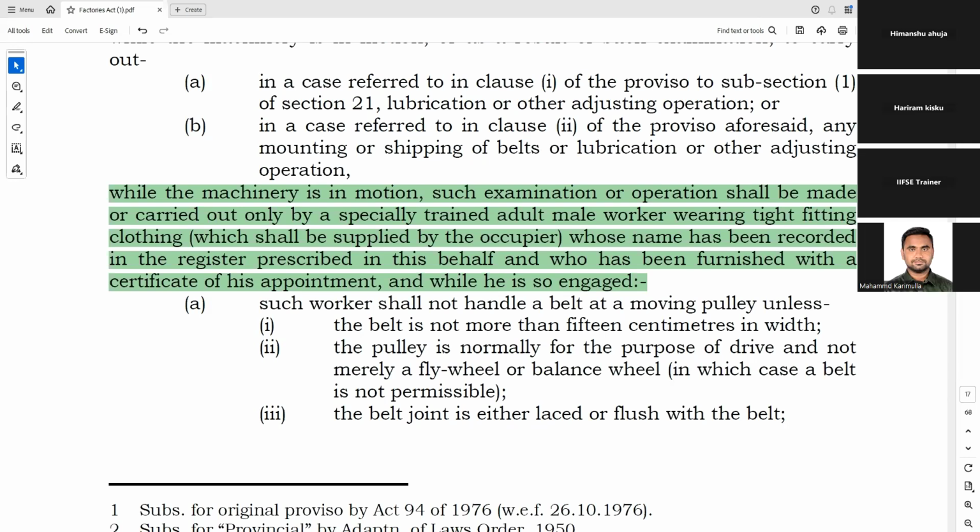I'll answer your question as well simultaneously. Basically, here it is dedicatedly talking about the maintenance people, because production and other people will not go and do any activities on the machineries. So basically, they are talking about a specially trained adult male worker. When you say specially trained, they have been trained on such activities. For example, as Himanshu said, a person joined on 1st of July, by when can he start working on these machines? You have to give a confidence.